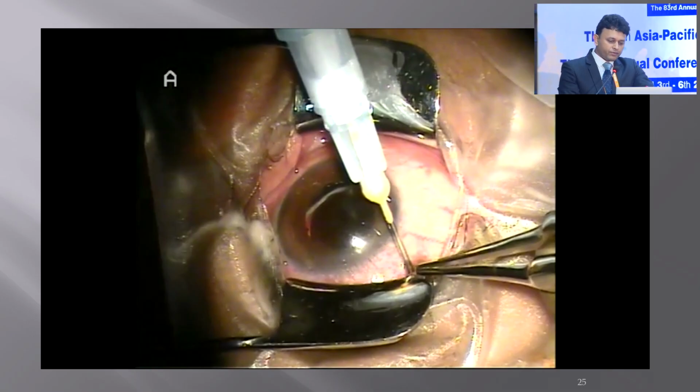Based upon that, what we do is a conjunctivotomy, a tenotomy, and then use a viscocannula to inject triamcinolone into the subtenon space. It has two advantages. One is that there is no inadvertent puncture of the sclera during the procedure.